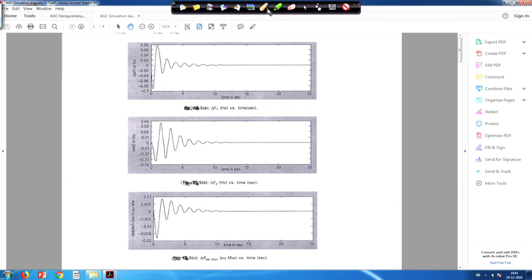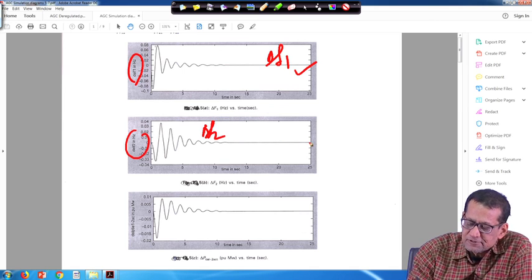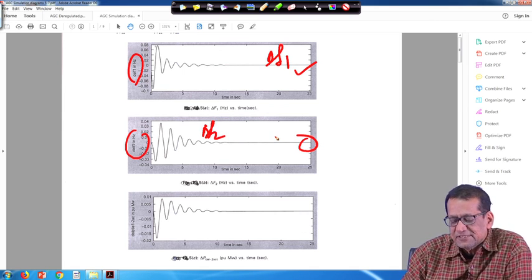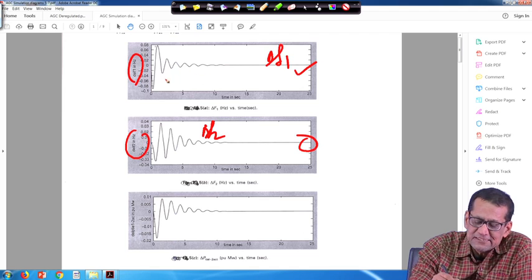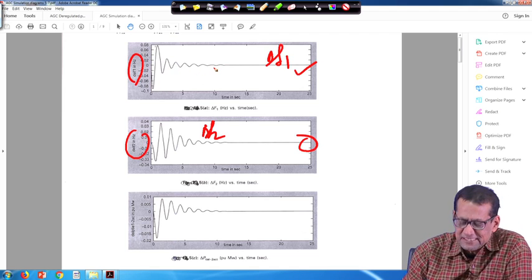So, if you look into this, this is delta F1, written in hard. At steady state the error is 0, this is understandable. Similarly, this is delta F2. At steady state that frequency deviation is 0, but during the transient behavior, oscillations are there.